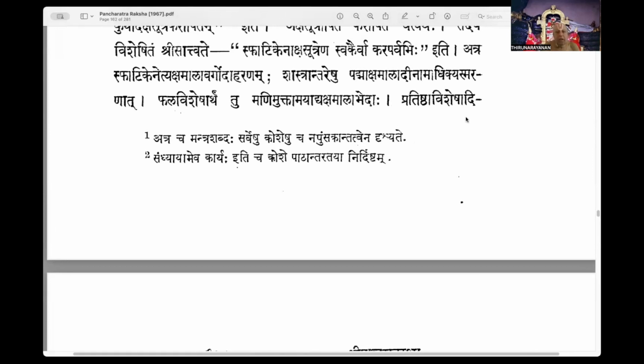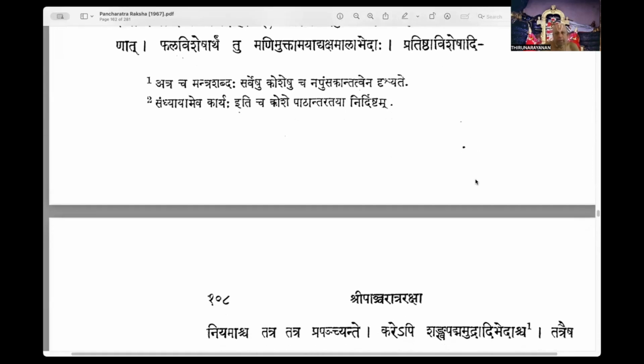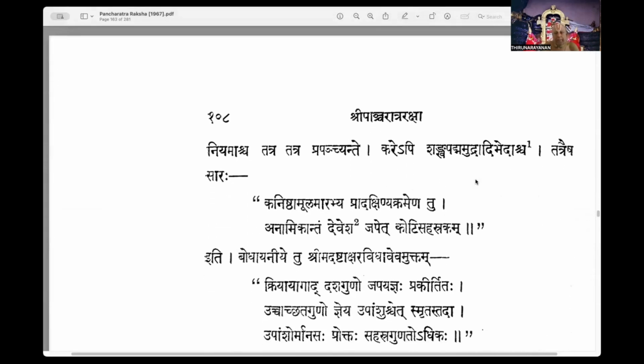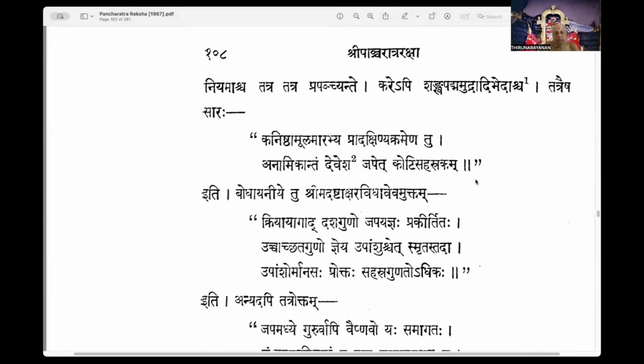108 Pratishtha Vishesha Adi. While consecrating the idols in the temple, there are some special procedures adopted. Pratishtha Vishesha Adi Niyamaha cha tatra tatra prapachyante. They are explained in detail then and there. The rules of establishing the idols in the sanctum sanctorum. Karepi shankha padma mudradi bhedaha chit. Even while using the hand in the worship of Lord Sriman Narayana, we have different types of hand expressions: shankham, padmam, mudra. Mudra meaning expression. So there are differences.